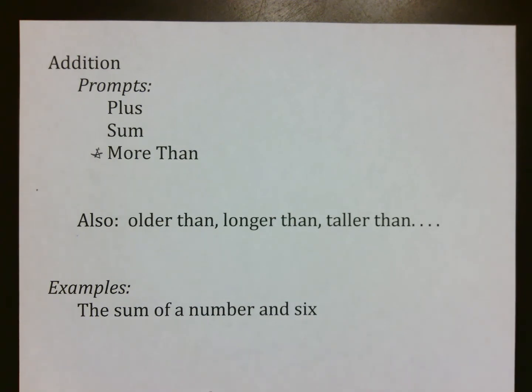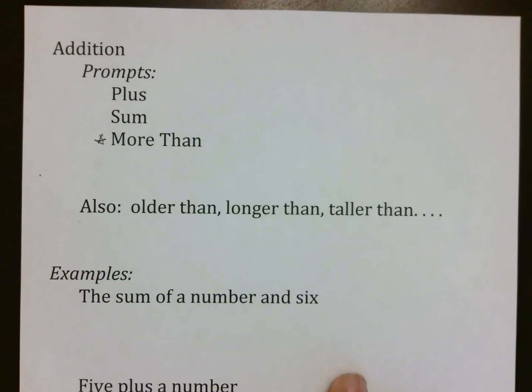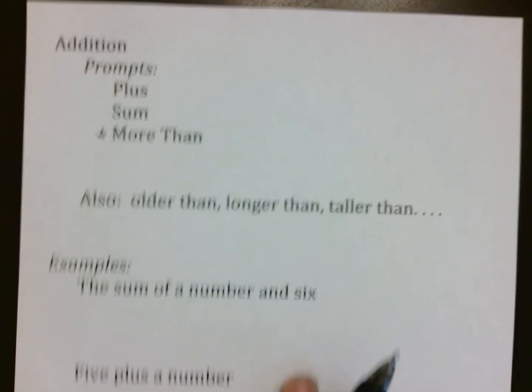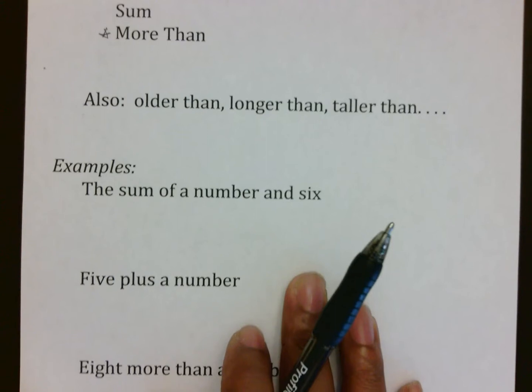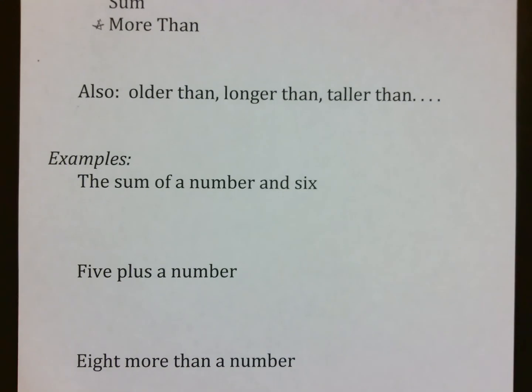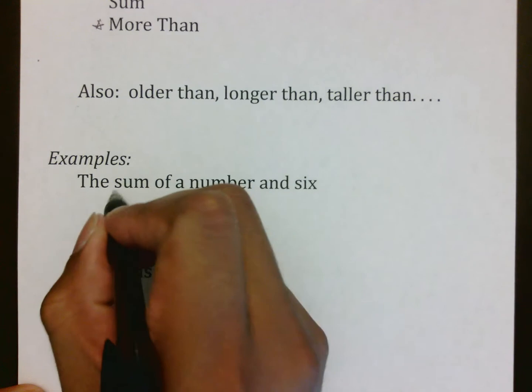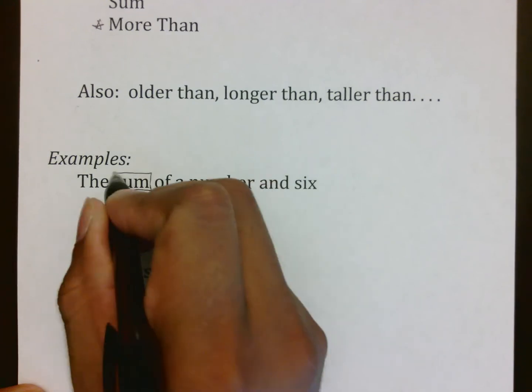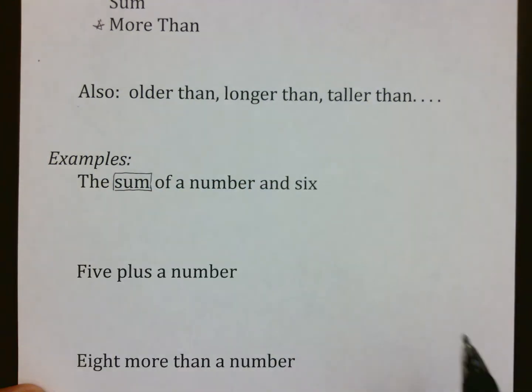In terms of your examples for this lesson, it's going to be on the back, so you probably want to turn your sheet over when you see examples for this. The sum of a number and 6. What you want to do here is put a box around your operation words or your prompts. Again, sum is a prompt for addition.